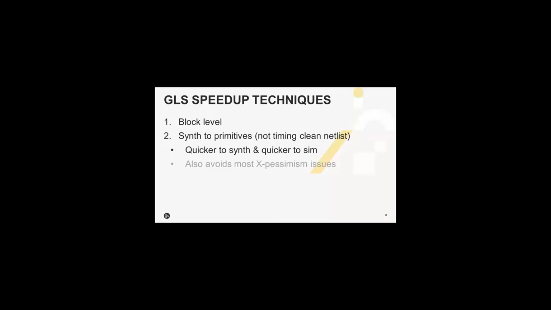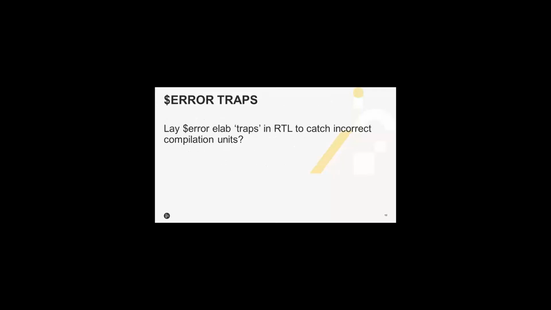And as a side point, if you're used to having problems with gate level sims, you avoid X-pessimism issues if you are running on primitives. But I'm not going to do that again. Right, okay, back to compilation units.